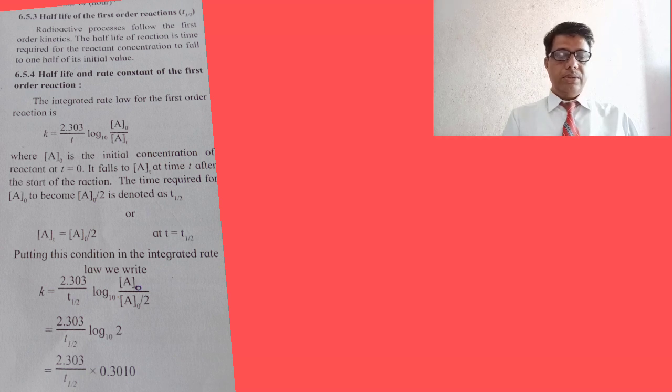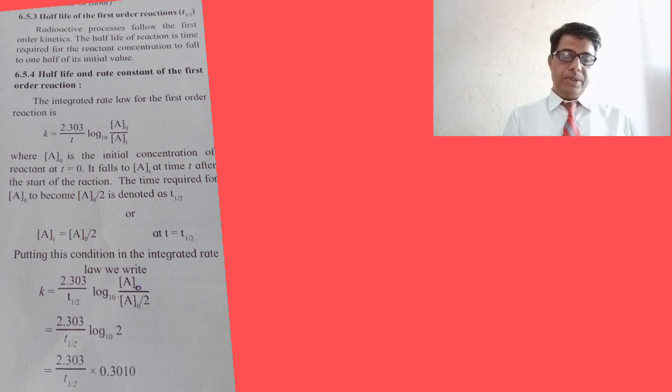Simply, the initial concentration is A0 and its half is A0 by 2. It is denoted by T half. Simply, at a particular time T, A_T becomes or is equal to A0 by 2 at T equal to T half, that is the half-life of the first order reaction.